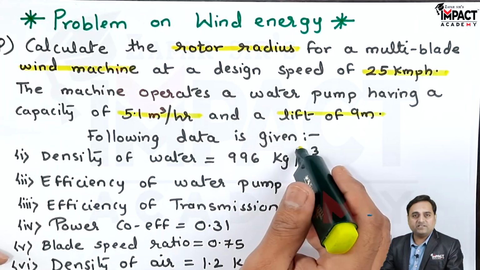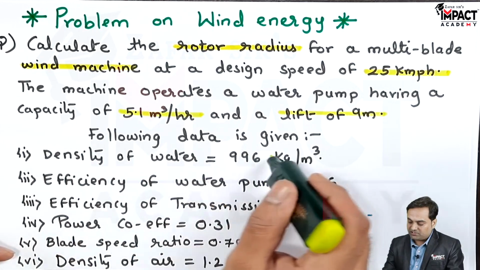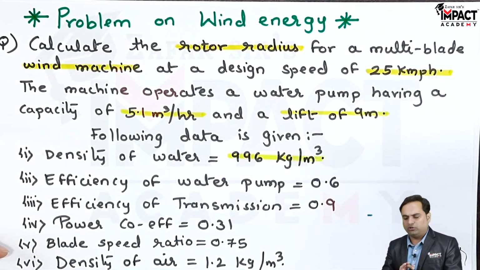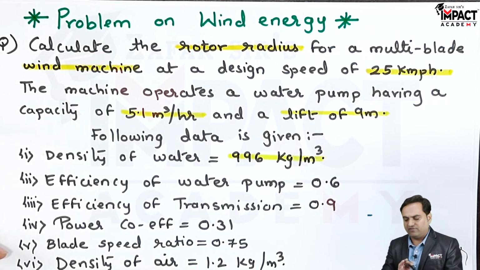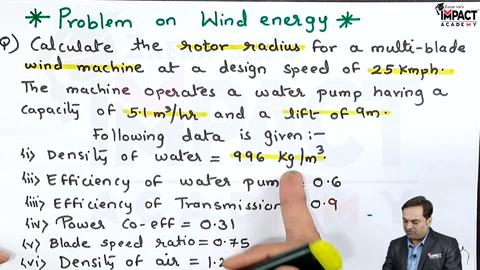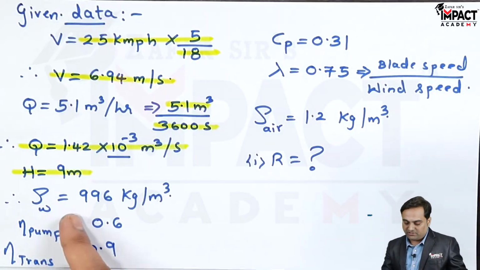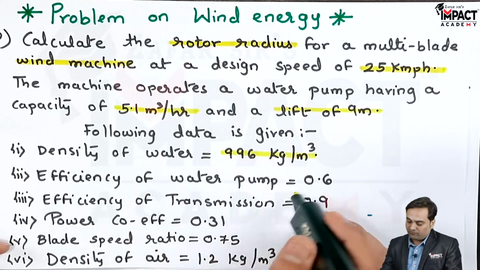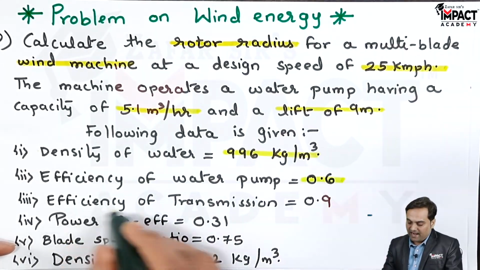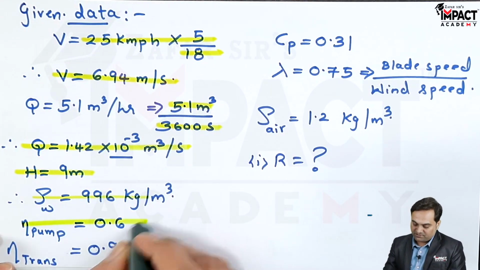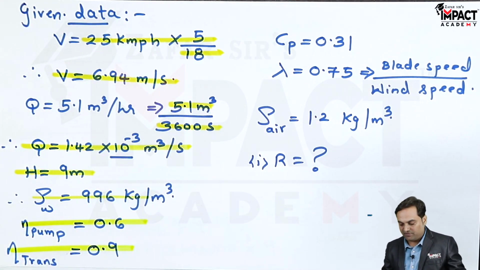Then the following data is given. The density of water is given as 996 kg per meter cube. Remember, if they have not given the density of water, always take the value as 1000 kg per meter cube. But since they have given 996, we have to take this value. So that is the density of water. Next, the efficiency of the water pump is 0.6 and the efficiency of transmission is 0.9. So efficiency of the pump is given, efficiency of transmission is given.